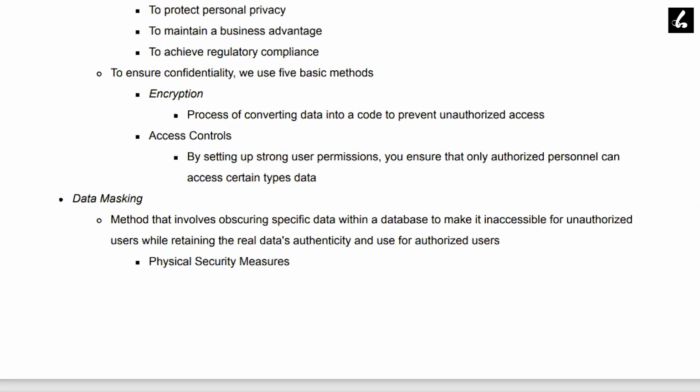Then we have access control. If we properly maintain role-based access control, then only authorized persons can access the data. The third is data masking. Data masking is hiding of data. For example, if you have a contact number 7827 and so on, you will find that at the end it is written as XXXXX. So it is masking.